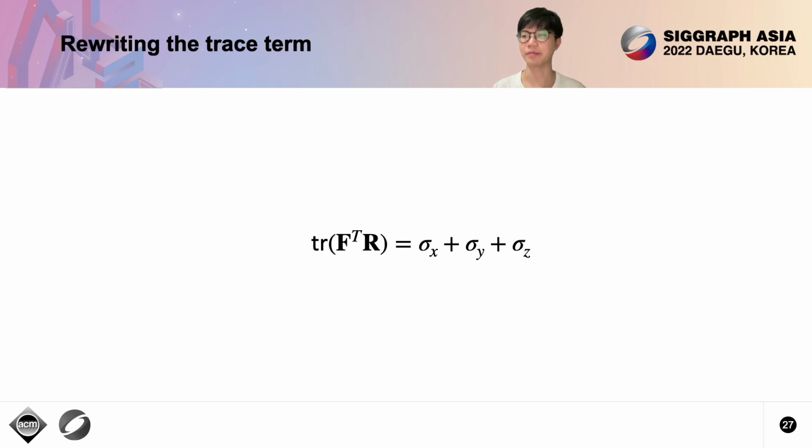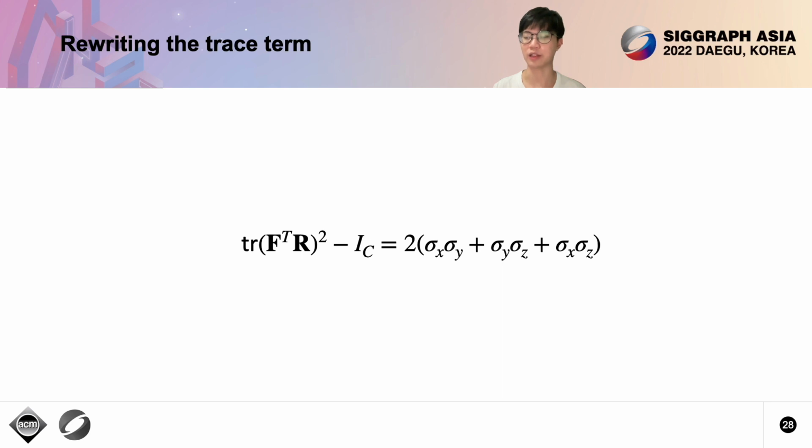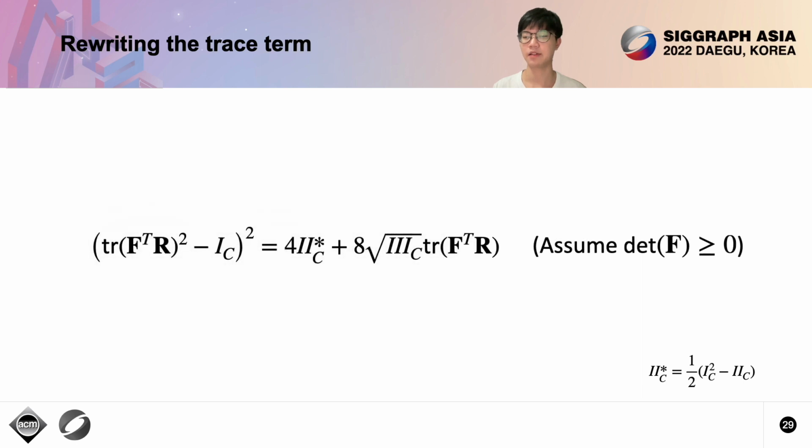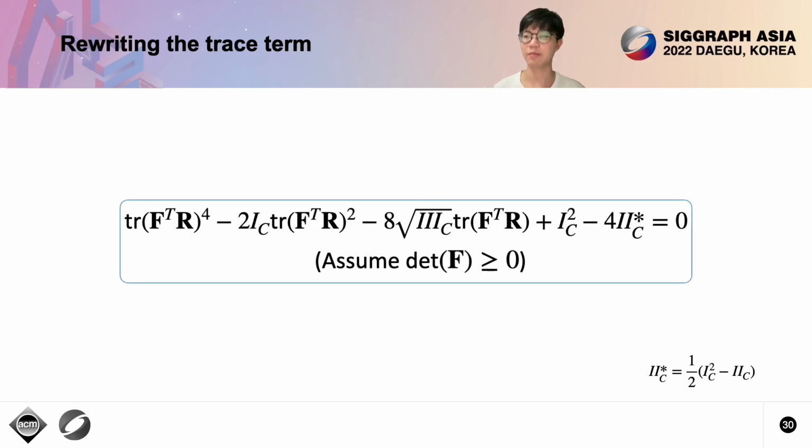Let's take a look at the trace term. One way to try to rewrite this term is to square both sides of the equation. The first invariant immediately pops up, but the terms on the right-hand side still cannot be expressed using the Cauchy-Green invariants. What if we repeat the same process by squaring both sides? Now, we successfully get an equation purely in terms of the Cauchy-Green invariants. After moving those terms a bit, we now have an implicit expression of ARAP in terms of the Cauchy-Green invariants.